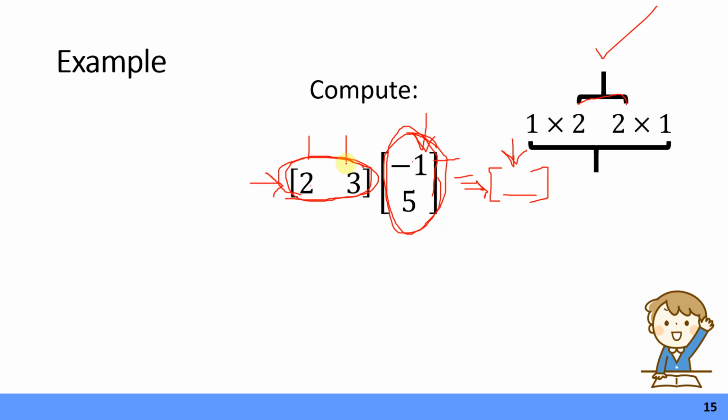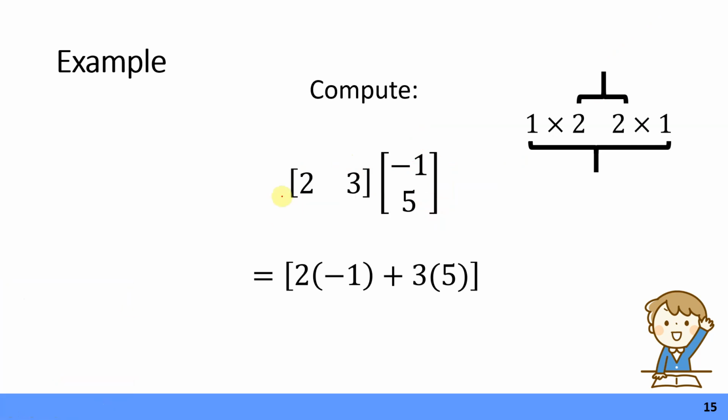And then you're going to do the second number times the second number. So 3 times 5. So this is what you're going to do. Okay, and again, I'm going to go over it because I know this is very confusing.